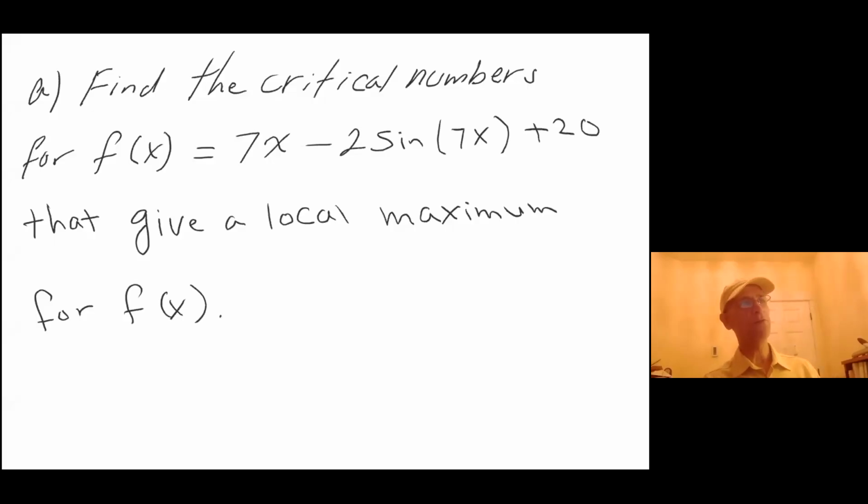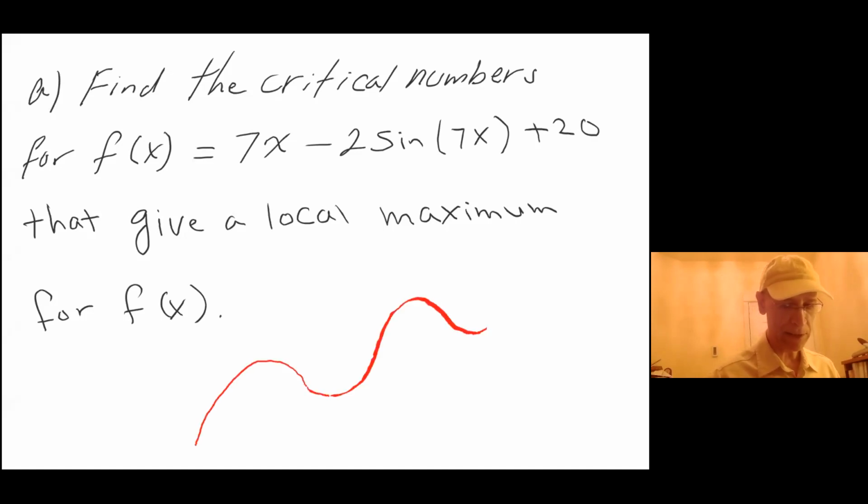Hello, Math 151. Find the critical numbers for f of x equals 7x minus 2 sine of 7x plus 20. That gives a local maximum for f of x. This is a question coming from your activity 7. And let's first take a peek at the graph of this, which is something like this.